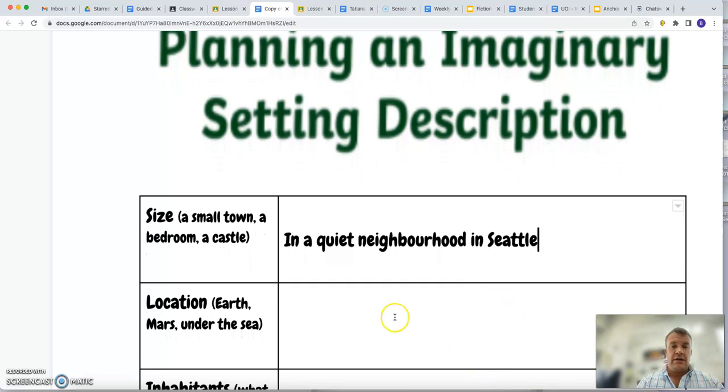Now, our location, since it's in Seattle, we know that it is Earth, but you could also do under the sea if you want. You could do it on Mars. You could do it in a moving truck if your main character is a moving box.